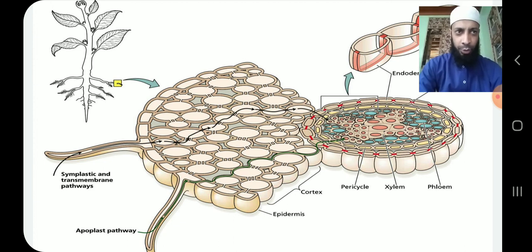Since roots have radial vascular bundle, that's why water passes from pericycle into xylem. Because here it is radial, meaning xylem and phloem are alternate. So that's why water passes into xylem, and from root xylem it runs through. After that, from root xylem up to shoot xylem it reaches as a free continuous column of water.